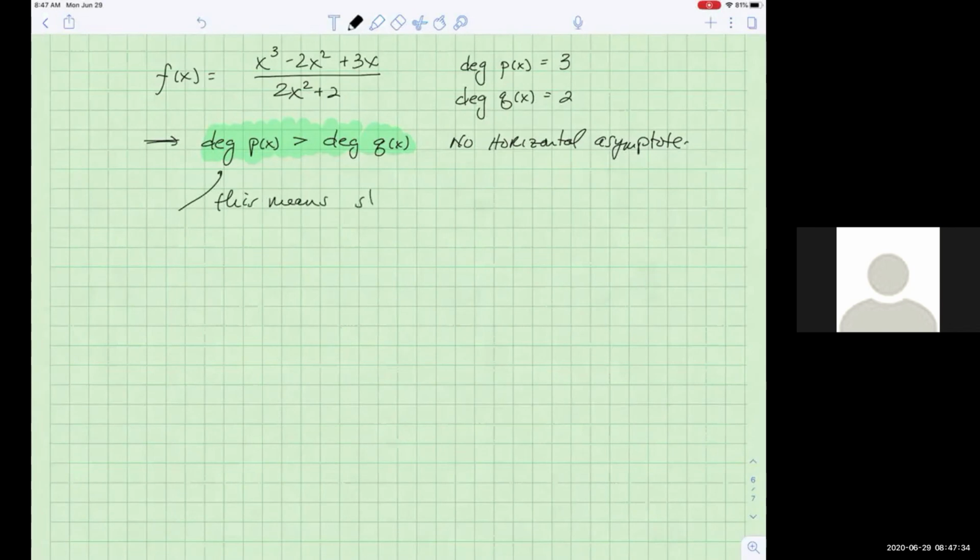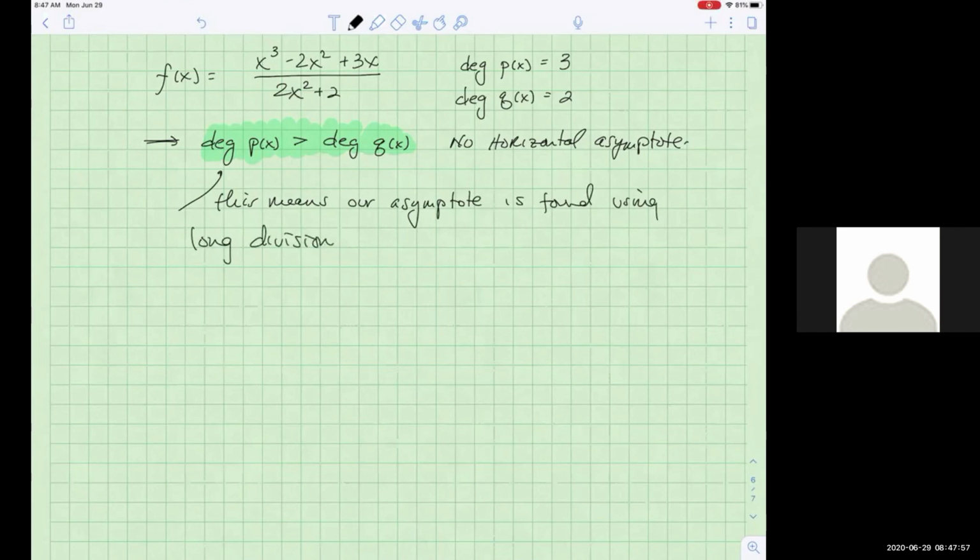This means slant asymptote. Well, this means our asymptote is found using long division.